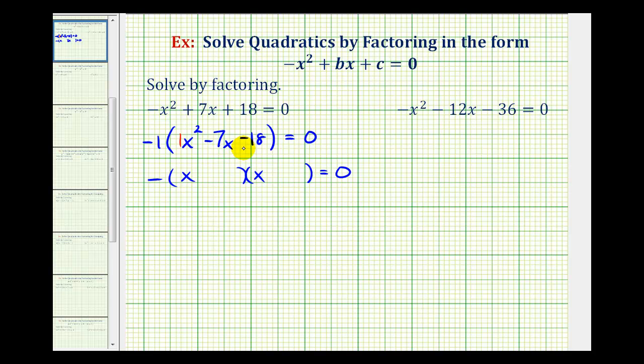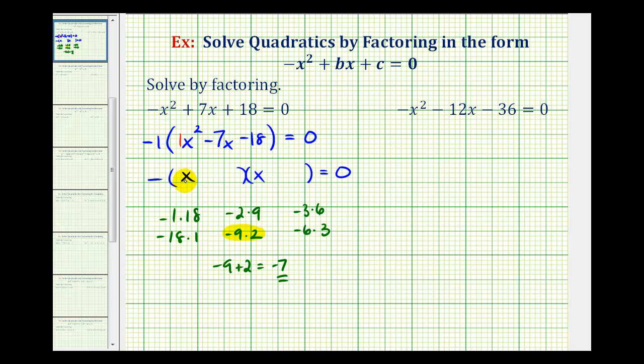So you may be able to find the factors in your mind, but I'll go ahead and list the factors of -18. We could have -1 times +18, -18 times +1, -2 times +9, -9 times +2, then we'd have -3 times +6, or -6 times +3. We want the two factors that have a sum of -7. So here are the two winning factors because -9 plus 2 is equal to -7, the coefficient of our middle term.